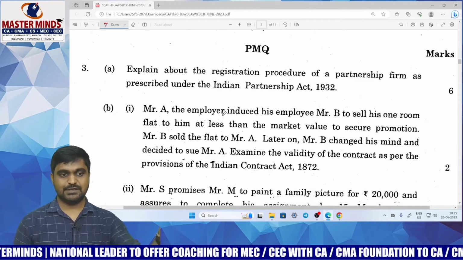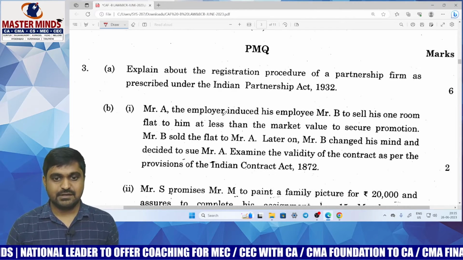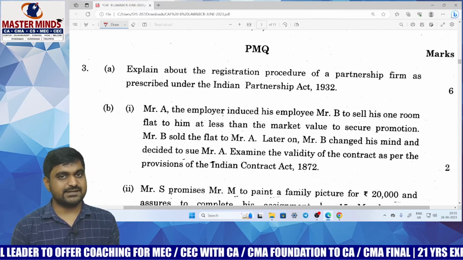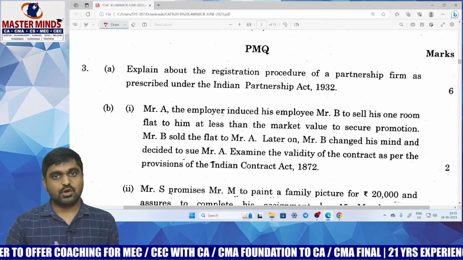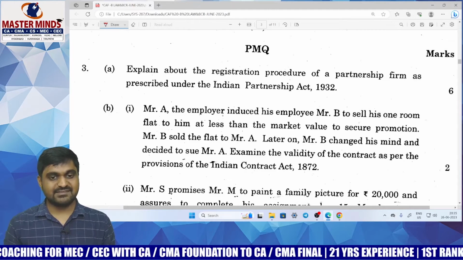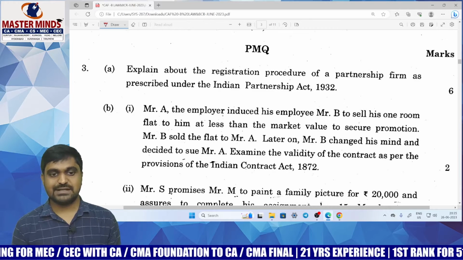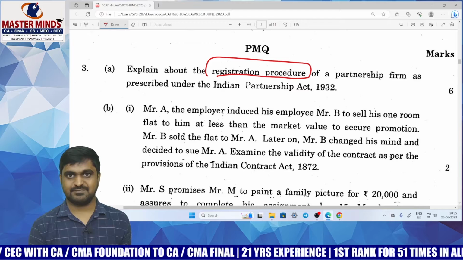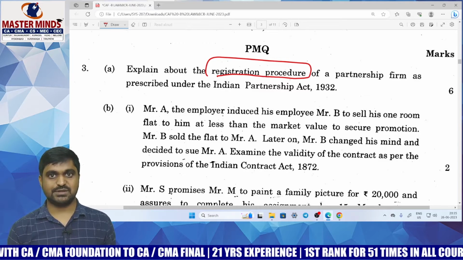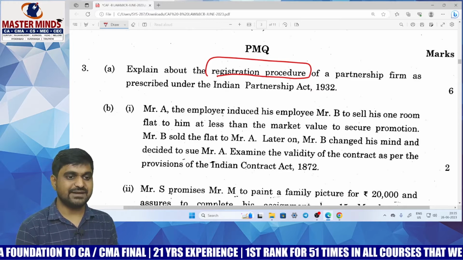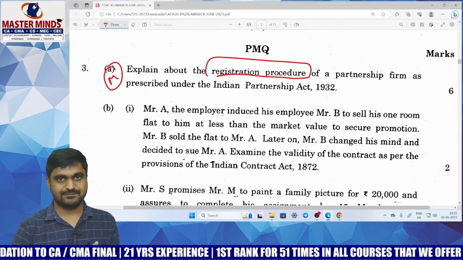Next one, question 3A. Every time ICA will ask questions relating to consequences of non-registration of a firm, but this time ICA has changed its approach. Now it asked a question based on the registration procedure. It is also an A category question only, but still somewhat unexpected. That's why I'm giving the tag moderate.